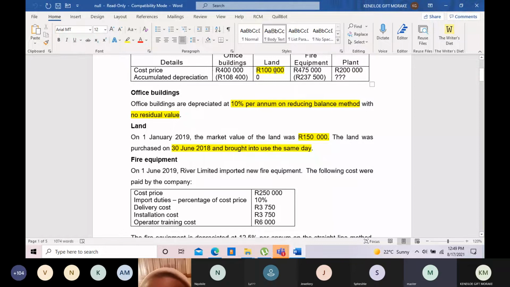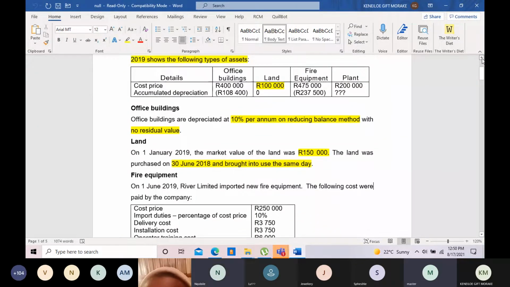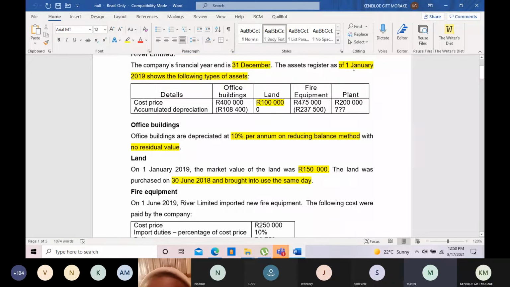So you just take this amount and you check the date above here, that the asset register is as of the 1st of January 2019, meaning these balances are at the beginning. So when you get to your PPE, you must record these balances at the beginning. All these amounts must appear as amounts at the beginning, on top of your PPE. So 100,000 for land was given. Let's quickly go there.